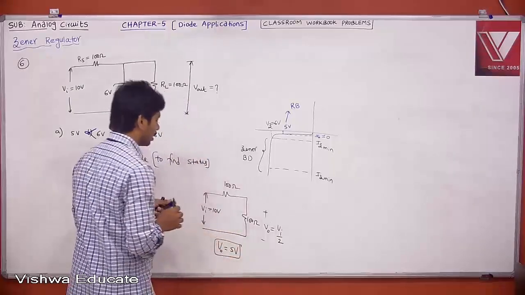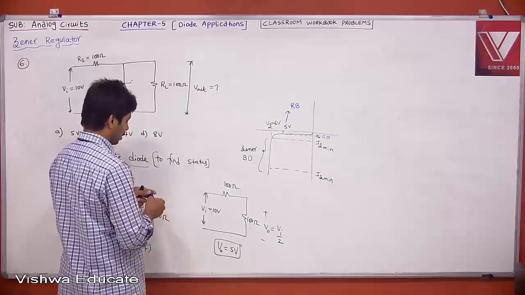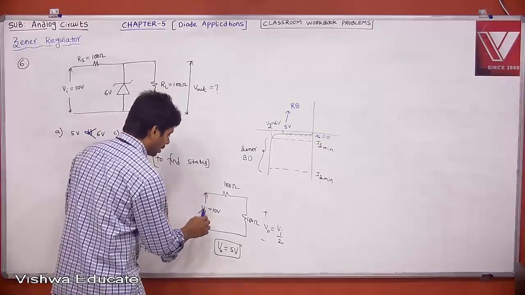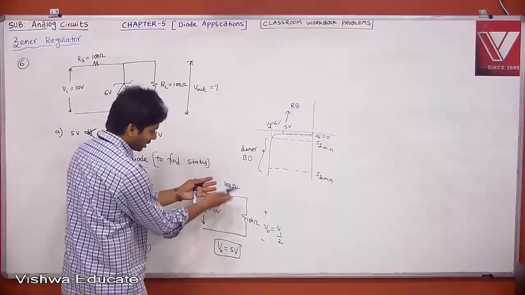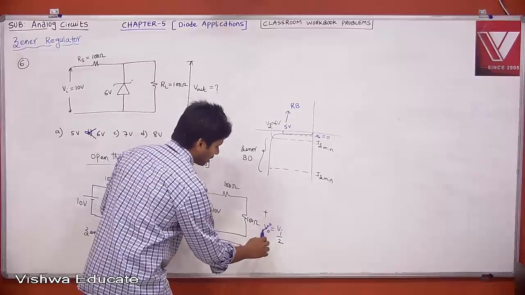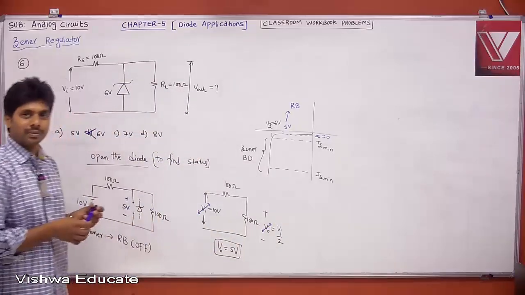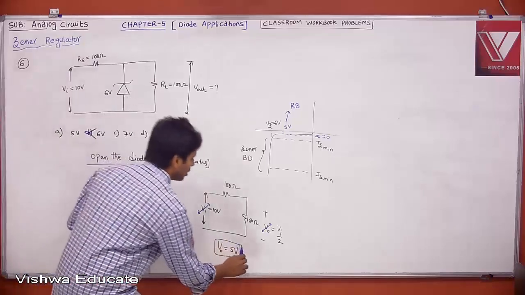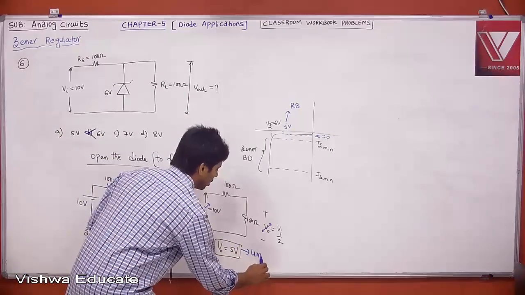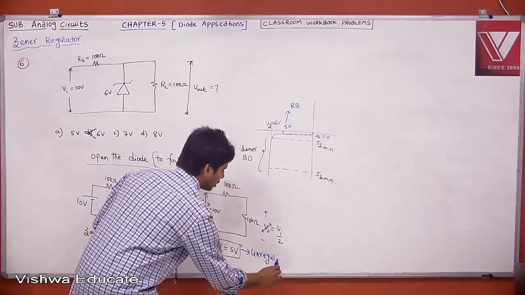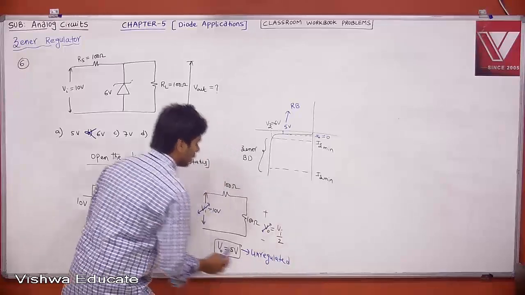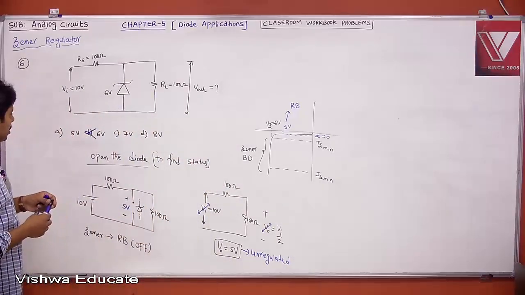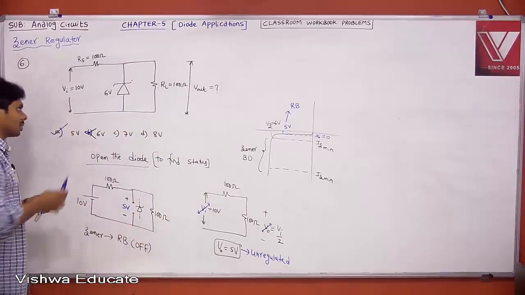But it is unregulated. Why unregulated? If VI changes, there is nothing, it is a potential divider. Your V0 also changes. There is no Zener diode. It is an unregulated output voltage of 5 volt. It is not regulated because there is no regulating circuit. It is simply a potential divider network. Therefore, your output is 5 volt.